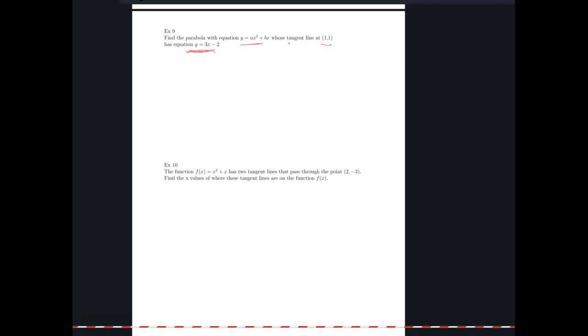So if this is the tangent line at that point, doesn't that mean the slope of the tangent line at x equal 1, right, because it's always at the x value, is 3? Yes, so that tells me f prime of 1 is 3. Oh, so I can go find the derivative, right? So f prime of x would be 2ax, because I carry the a along, and I take the derivative of x squared, and that's 2x. And then I take the derivative of bx, and that gives me b.